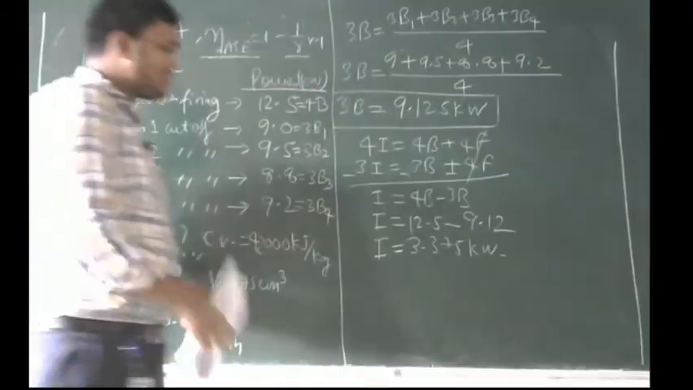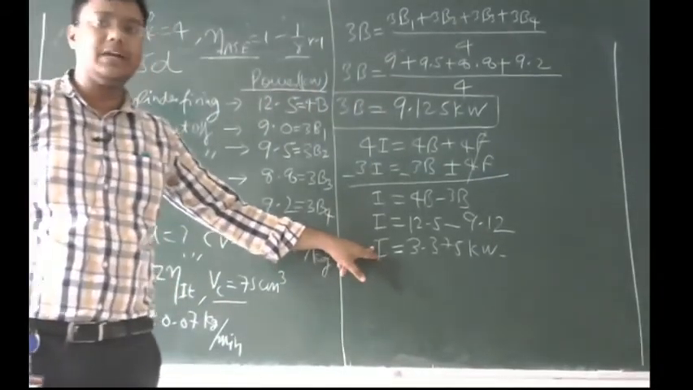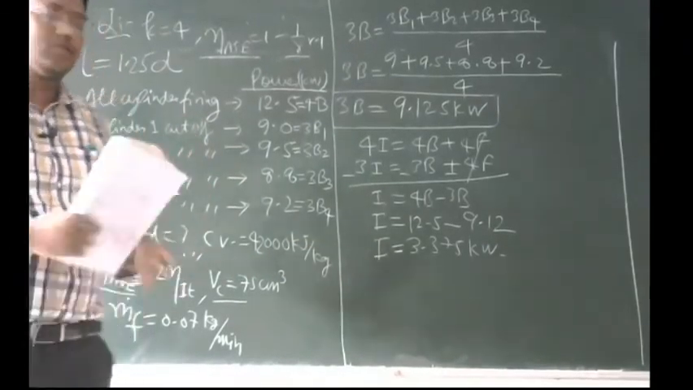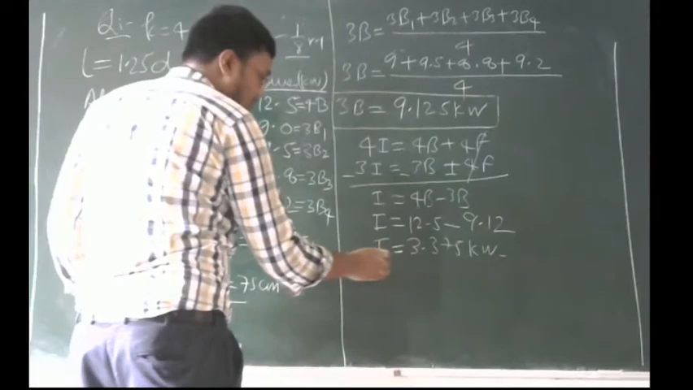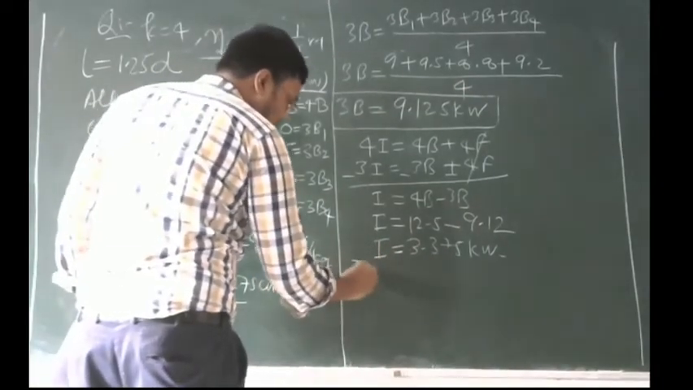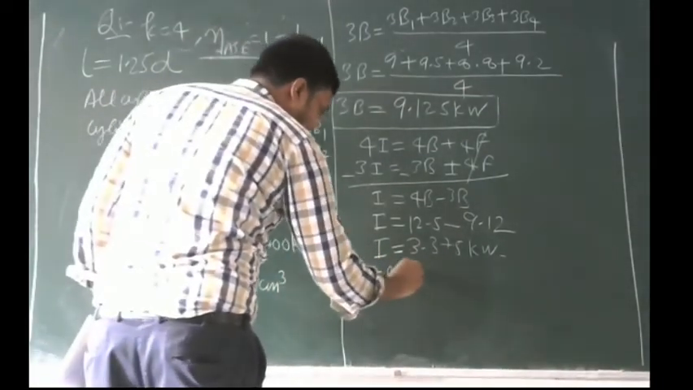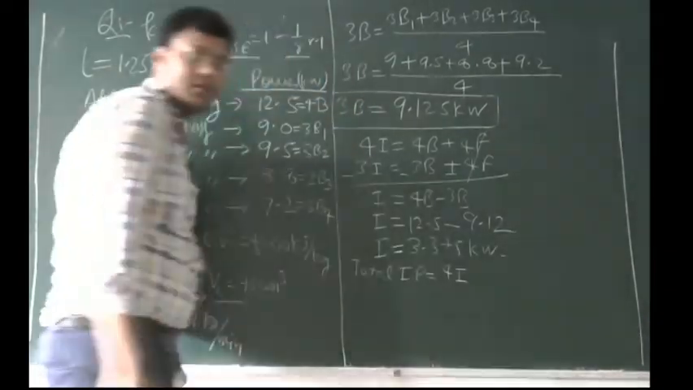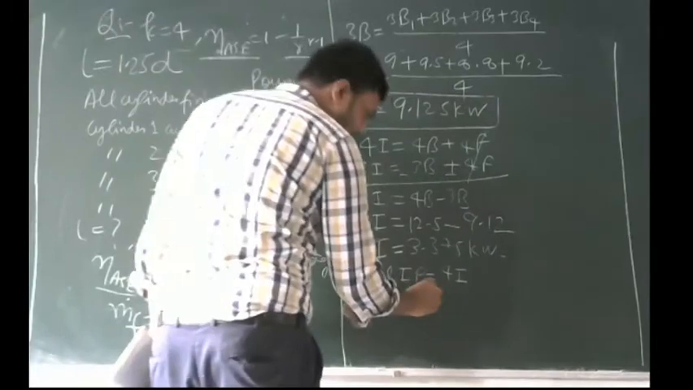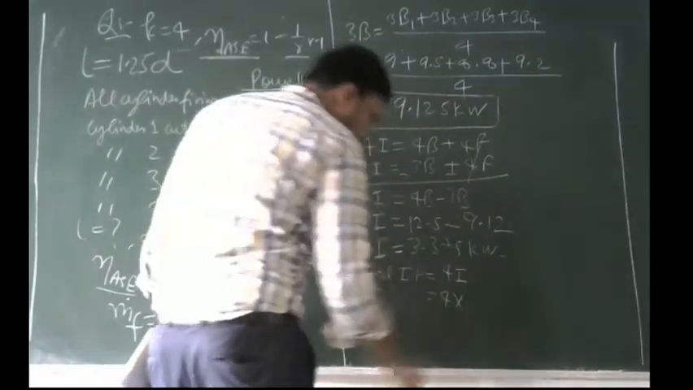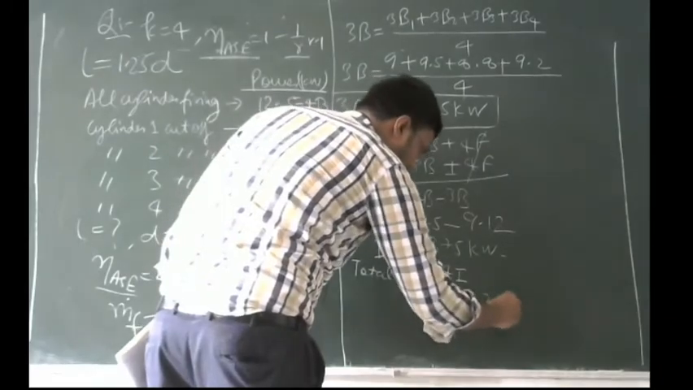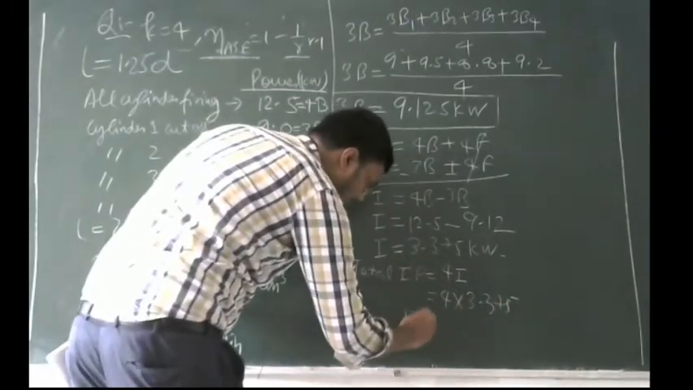Okay. But this is the indicated power by one cylinder only. We have to calculate the indicated power for 4 cylinders, so we have to multiply by 4. So total IP is equal to 4 into I. Okay, 4 into 3.375. So we get the value of indicated power here.